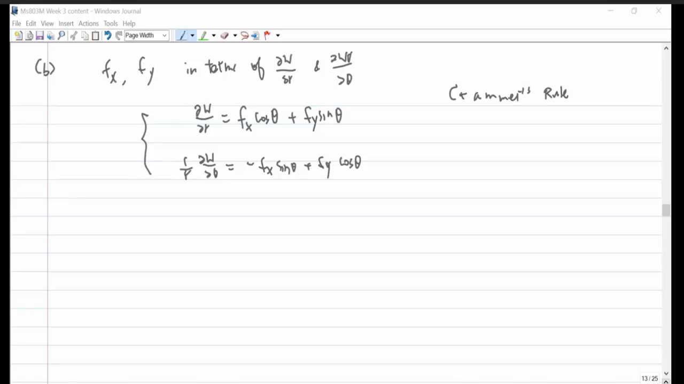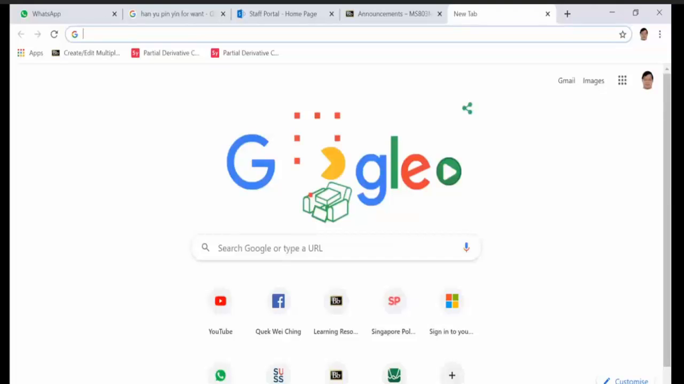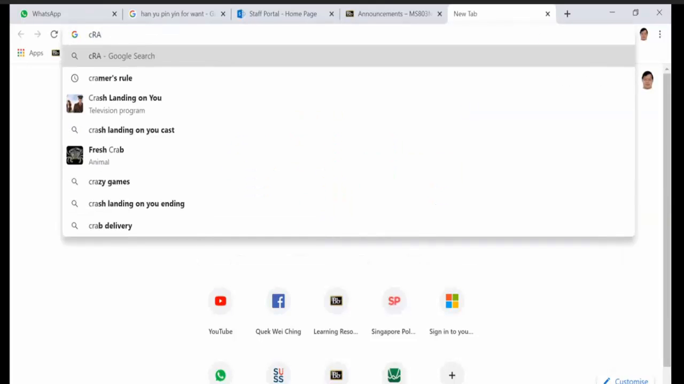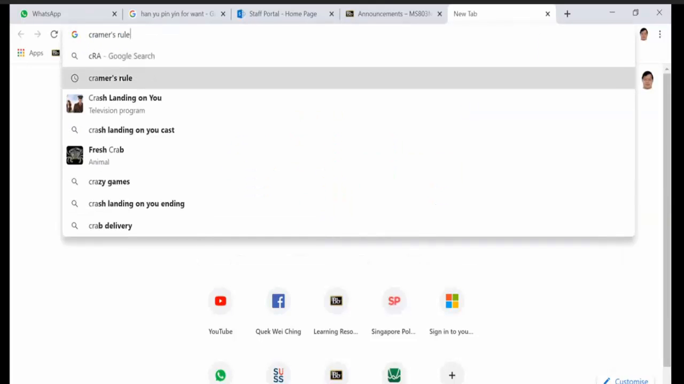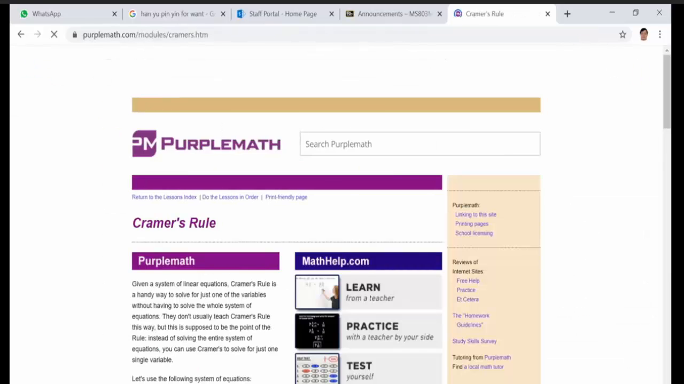Let me show you the search first. So stop sharing. I want to share the Google. Okay, Google now: Cramer's rule. Just in case, I don't want to write too much there. Okay, Cramer's rule. You can see the website.